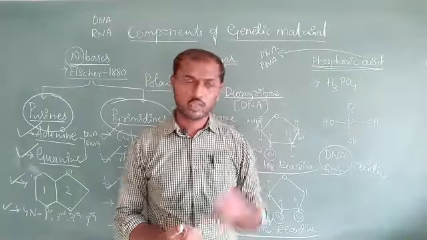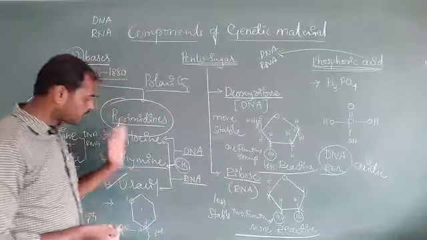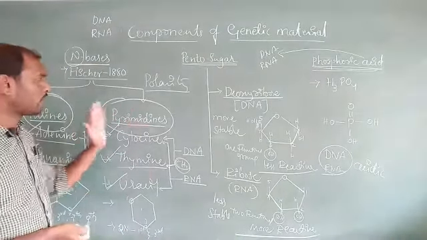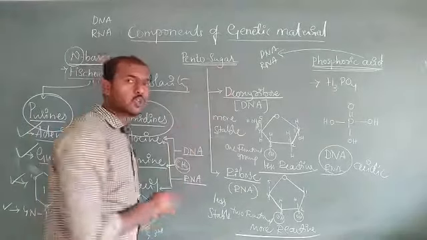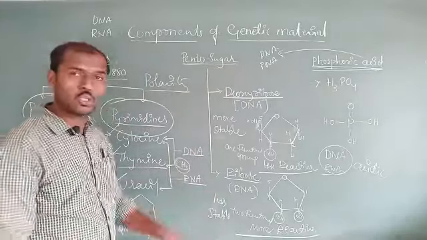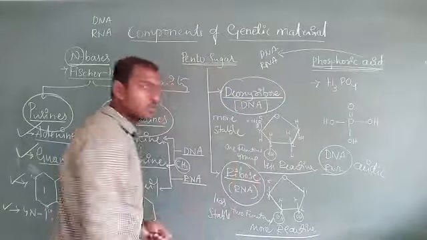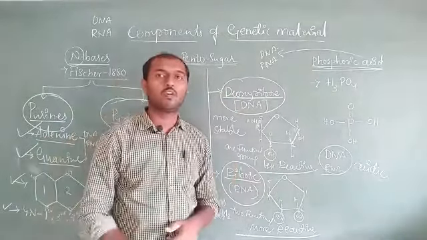Okay, so that is what we have, two different kinds of molecules, that is purine and pyrimidine. Okay, next one, pentose sugar. So pentose sugars are of two types, one is deoxyribose, one is ribose. So we see two different kinds of pentose sugars, one is ribose, one is deoxyribose.